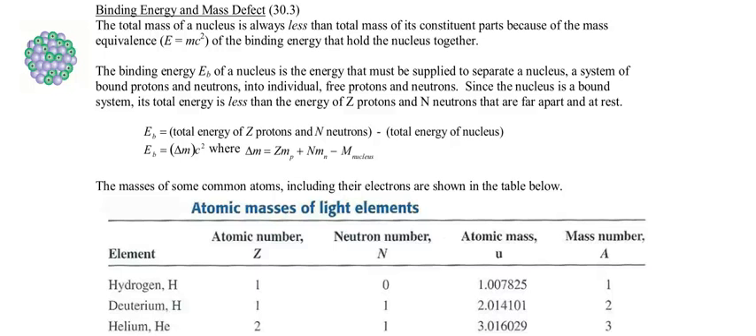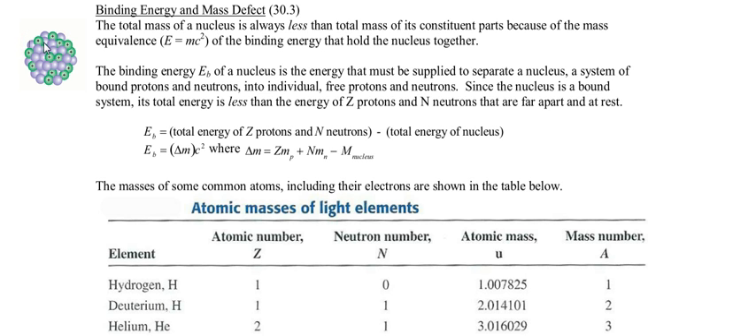A nucleus is a bound system. If you were to break apart this bound system by breaking the nuclear bonds between the protons and protons, protons and neutrons, and neutrons and neutrons, you would need to supply energy to separate these nucleons. The binding energy is denoted with an E subscript B, and it's the energy that we must supply to separate a nucleus into its constituents, to disassemble it into all of its individual protons and neutrons.